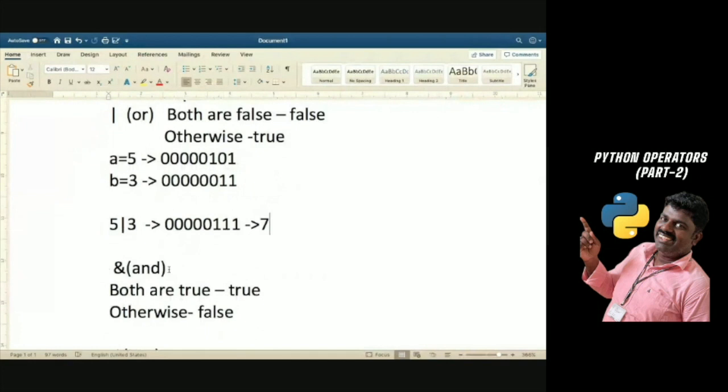Okay, so similarly for AND, if you are putting the same, what will be the answer? For example, if a equal to 5 and b equal to 3, if you are putting for AND, what will be the thing? So what is the condition for AND? Both are true, then it will be true. Otherwise you will get false.